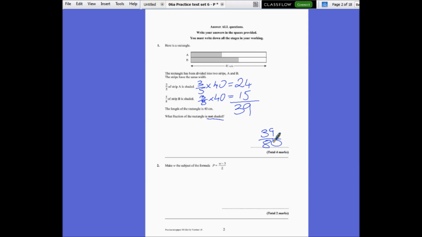Question 2. Make W the subject of the formula. W is currently having 3 subtracted from it and then being divided by 2. So to undo that, we'll times both sides by 2. So we get 2p equals W minus 3. And then we'll add 3 to both sides and we get 2p plus 3 equals W.